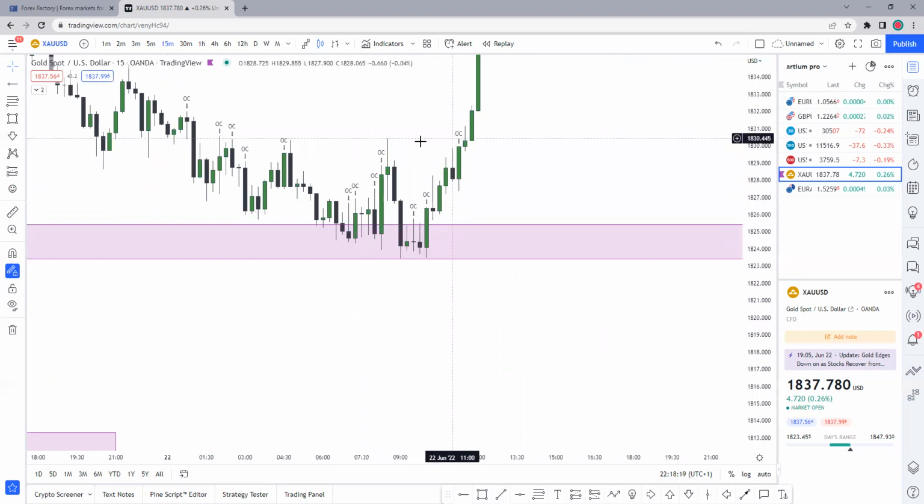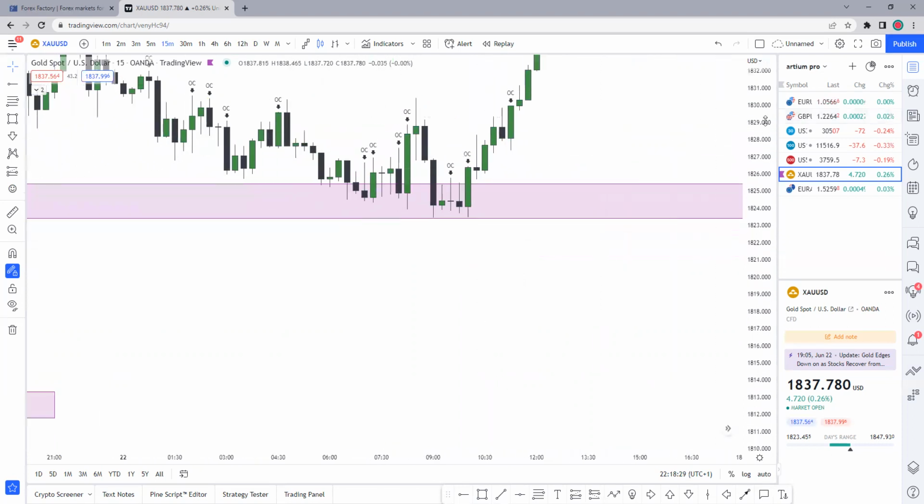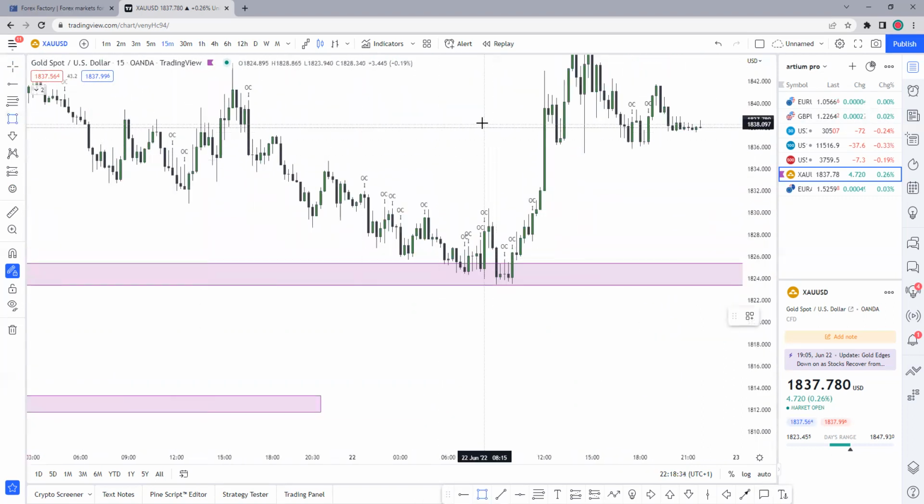Before it broke the structure here, we had another outside candle that swept this area. It actually created an order block here. So if you were looking at this as a trade, I have this as the kill zone area.